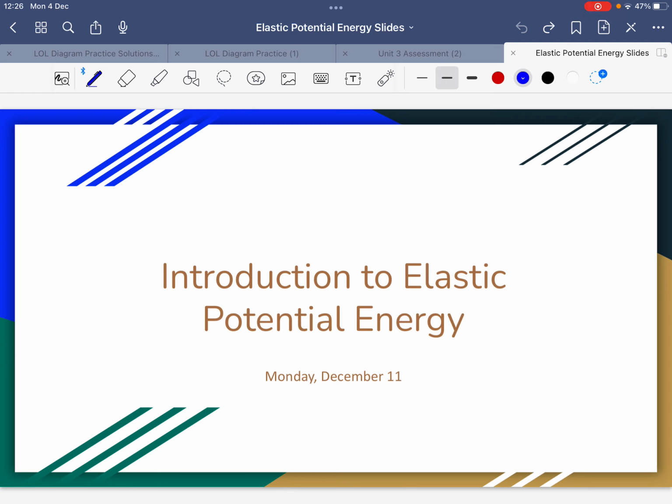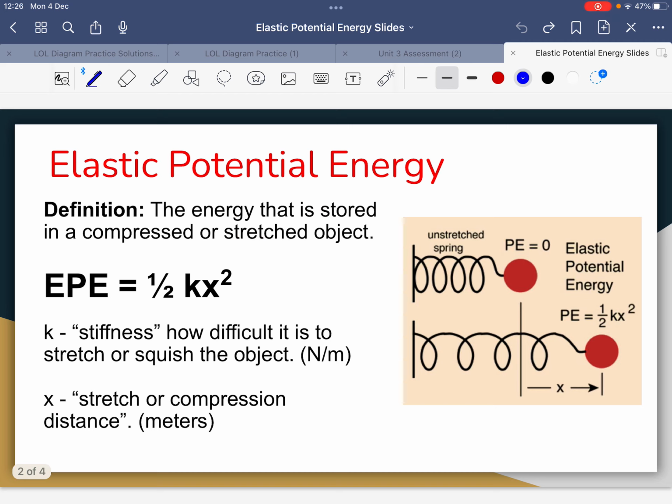So we've used conservation of energy equations, you've learned the equations for gravitational potential energy and for kinetic energy, and today we're getting one more equation, and that's the equation for elastic potential energy. So the equation looks like this, right? The EPE just stands for elastic potential energy. And the equation is 1/2 times K times X squared.